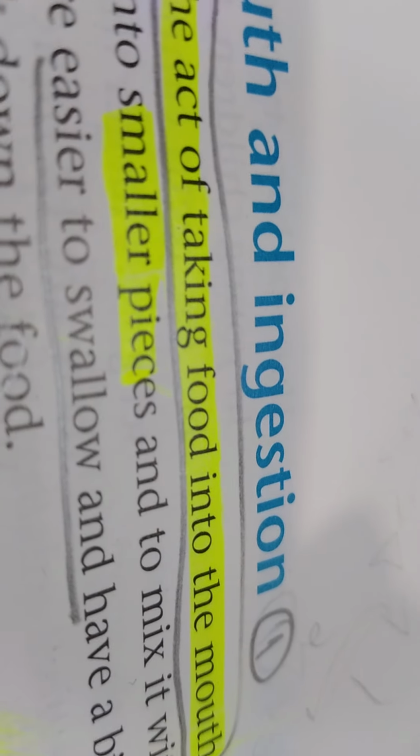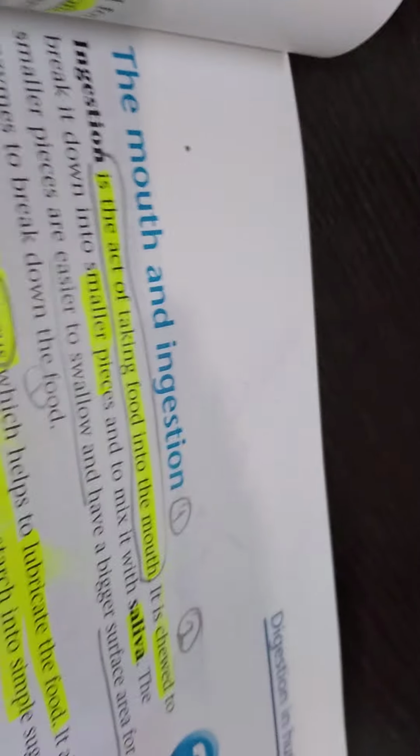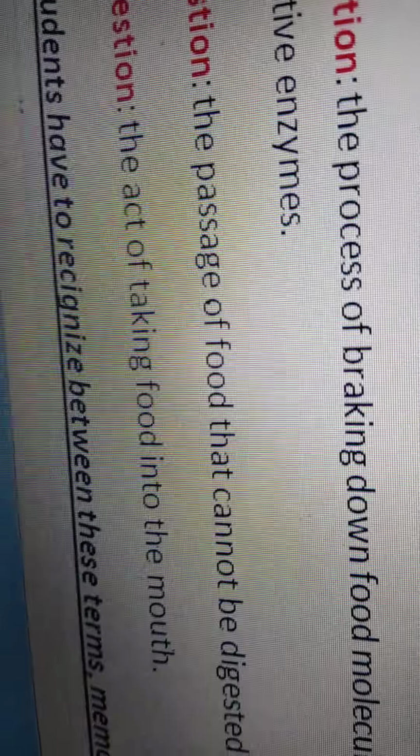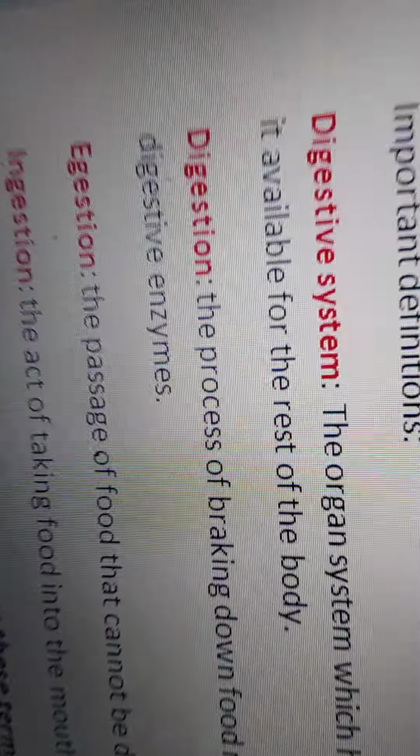So when you eat and the food goes inside the digestive tract, when the food passes through our digestive tract, this is called ingestion. Okay, so eating food, or the act of taking food into our digestive tract, when it passes through the digestive tract, it is called ingested. Now it is ingested. Okay, so ingestion is the act of taking food into the mouth. Now digestion is different from ingestion. Recognize between these two terms.